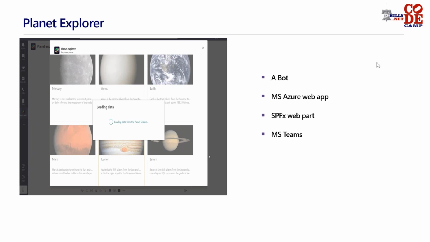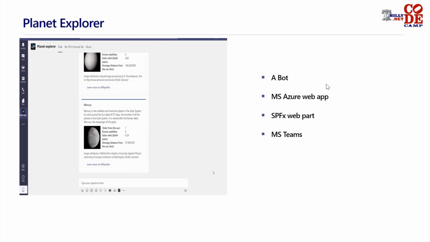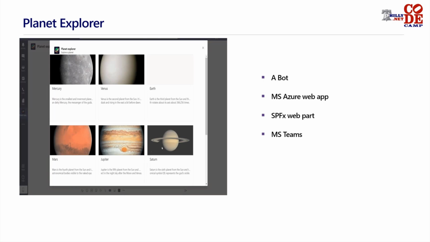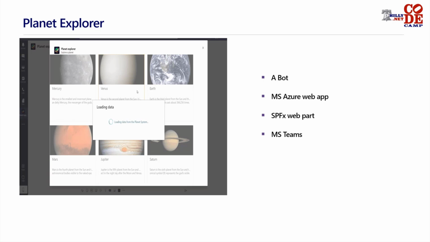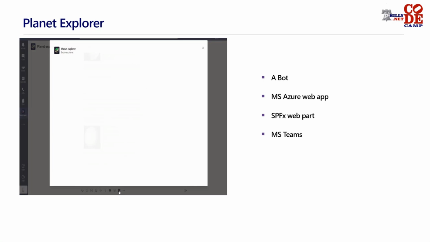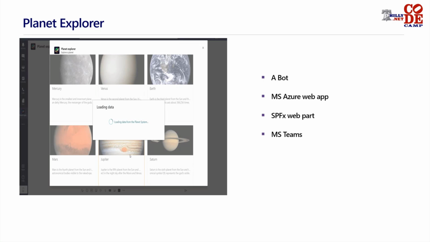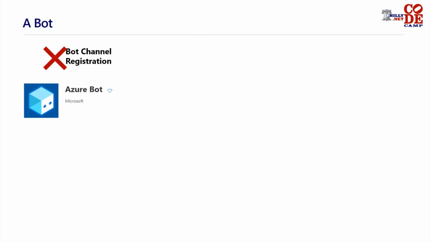So majorly we will need four things here to work with. First one is a bot itself. Then we will need the Microsoft Azure web app to host the bot, or if you want to do local debugging, you can even use ngrok. And thirdly, we will need this SPFx web part, where we have the major workable part of it. And lastly, we will need Microsoft Teams, where we'll be hosting the entire solution. So let's get into it one by one.